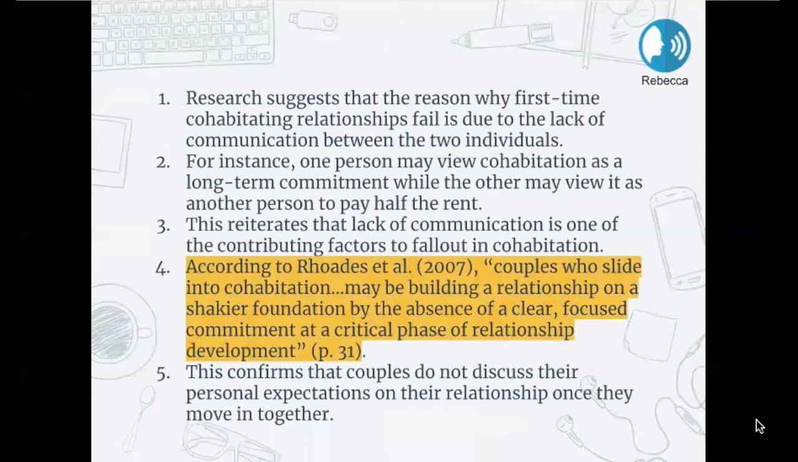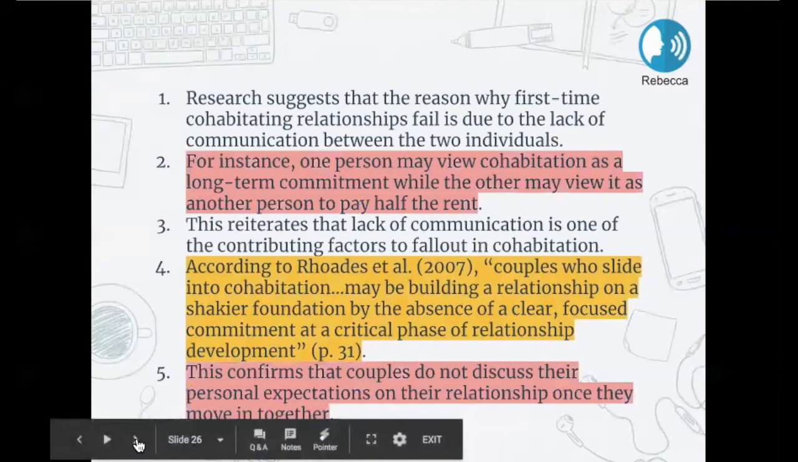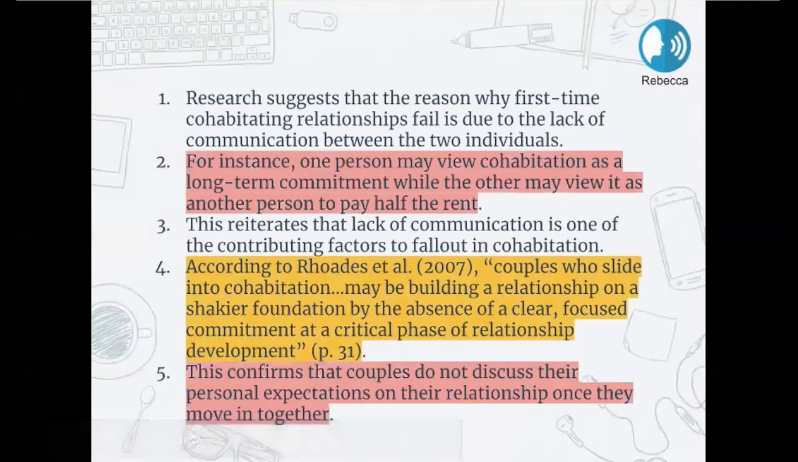Okay, good job. So actually the correct answers are 5 and 2. The reason why it's 5 is that it's elaborating further on the example, saying this confirms that couples do not discuss their personal expectations, which is kind of saying, well, what's so important about this example? And then the "for instance" is expanding upon what Rhodes et al. might be talking about, which is another form of analysis.